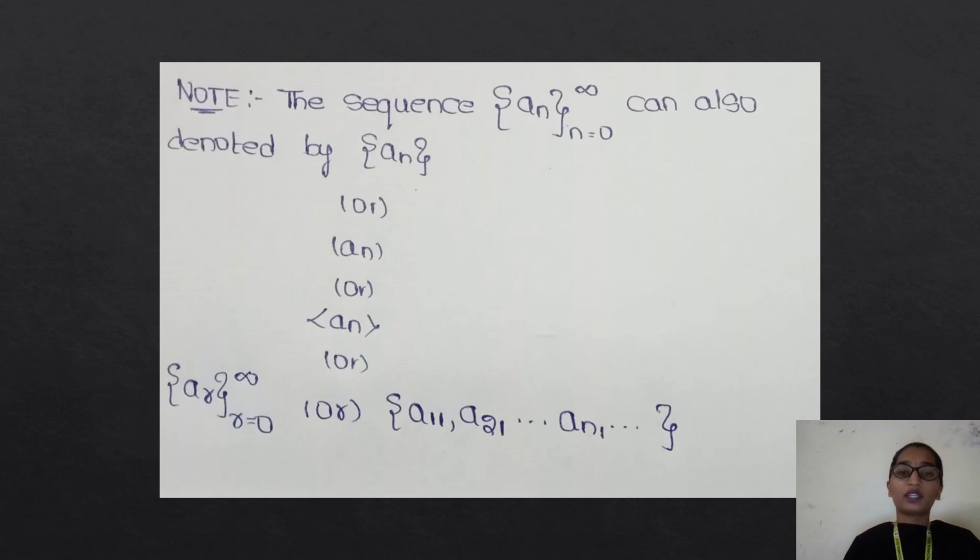Note the sequence {a_n}, n = 0 to infinity, can also be denoted by {an}, or a0, a1, an, or as {a_r}, r = 0 to infinity, or a1, a2, and so on, an, and so on.